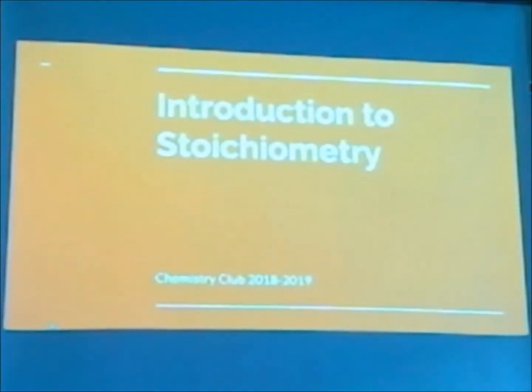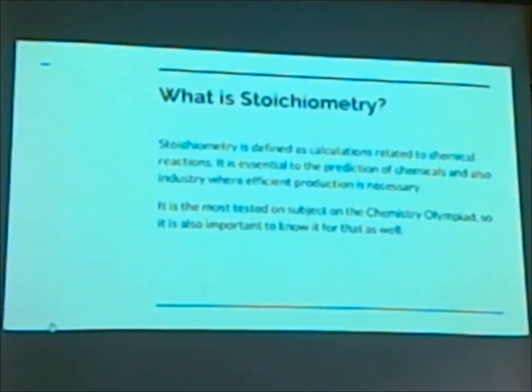That's really funny. So stoichiometry. Big word. Stoichiometry is the calculations that we relate to chemical reactions, and it is important in industrial applications because it allows us to see how much we use and how much of the products we produce. And it is very heavily tested in the Chemistry Olympiad, so it's important to know for that.